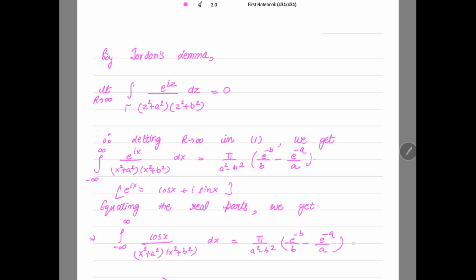That's very fine. There is no need to change the limits from minus infinity to infinity to 0 to infinity, because already in the given integral I am only having minus infinity to infinity as my limits for the integration. So I am ending up here only.